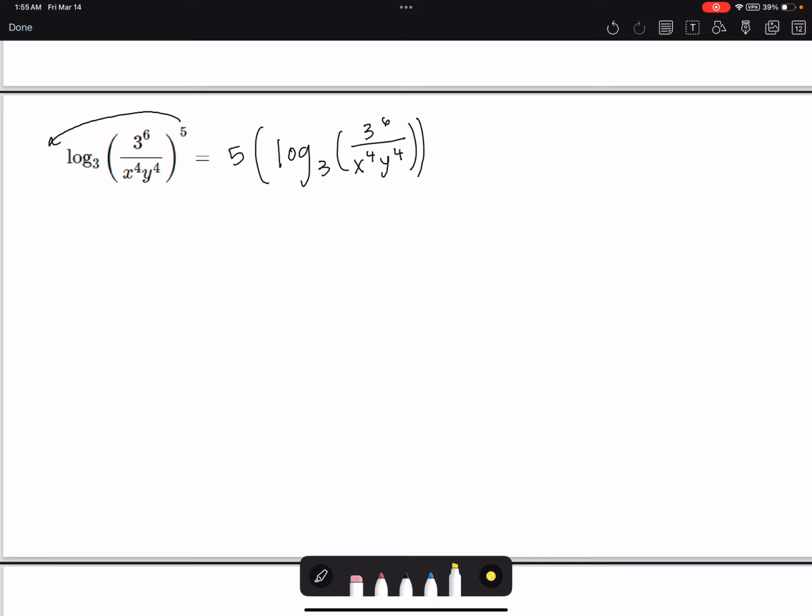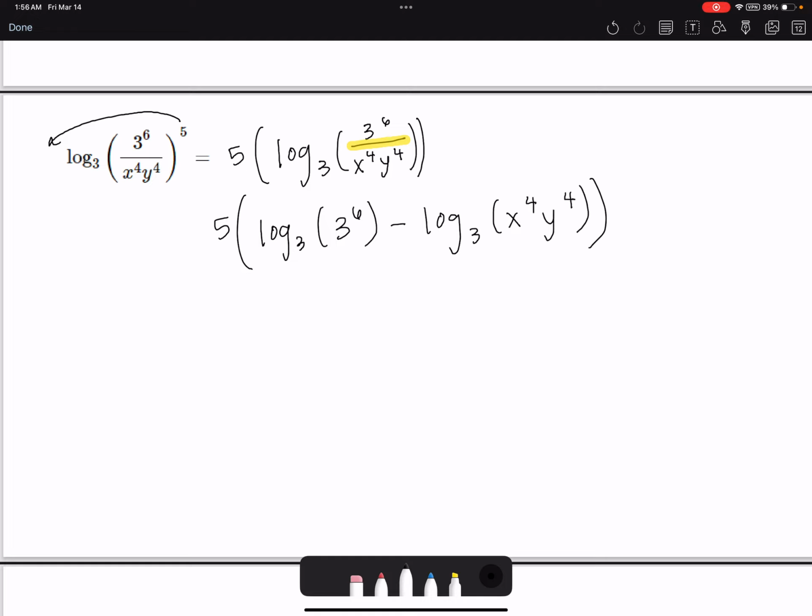Okay, and then the next thing we can do, this is dividing, so we can write that as a difference. So again, I'm going to keep the 5 in the front. So we have log base 3 of 3 to the 6th minus log base 3 of x to the 4th, y to the 4th. This 6 can come down in front. So we would have 6 log base 3 of 3 minus log base 3 of x to the 4th, y to the 4th.